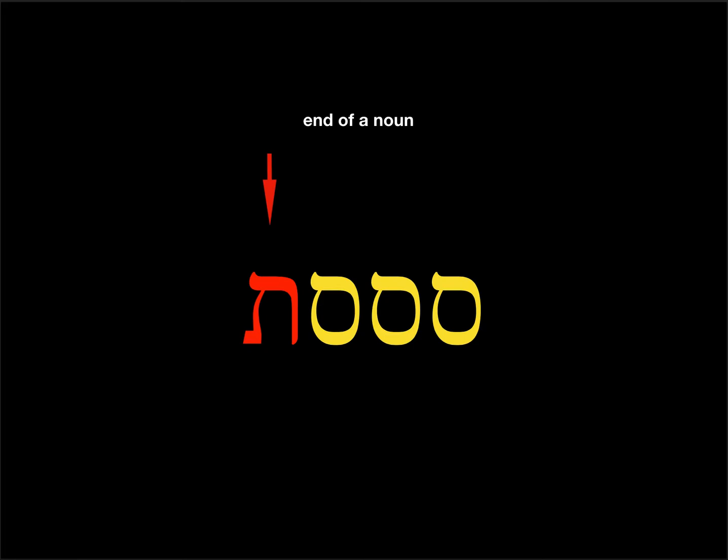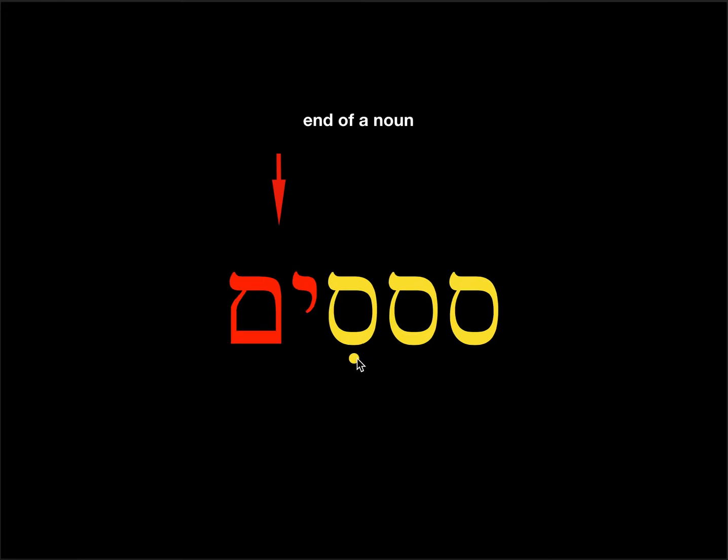If we have a noun and it ends with im, the hirik yod, the extra long e, plus the final mem, this would be a masculine plural word. And finally, if we have a word and it ends with ot, this would be a feminine plural word.